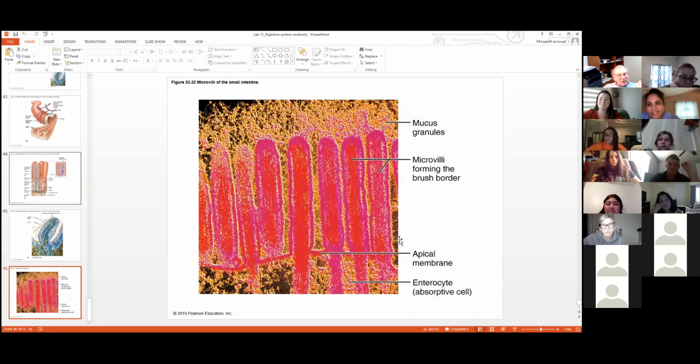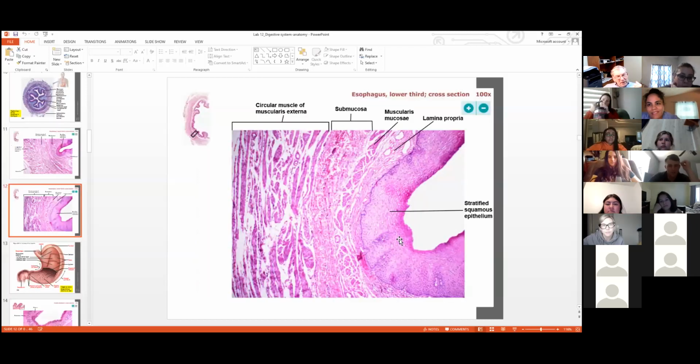Can you tell that's stratified squamous? Not really? Yeah, I need a refresher on being able to look at it.